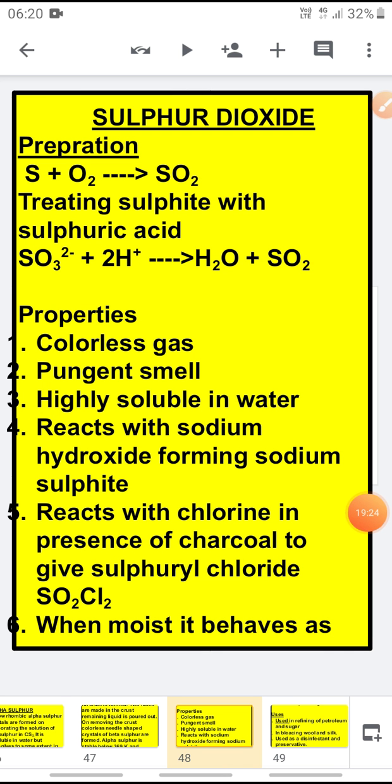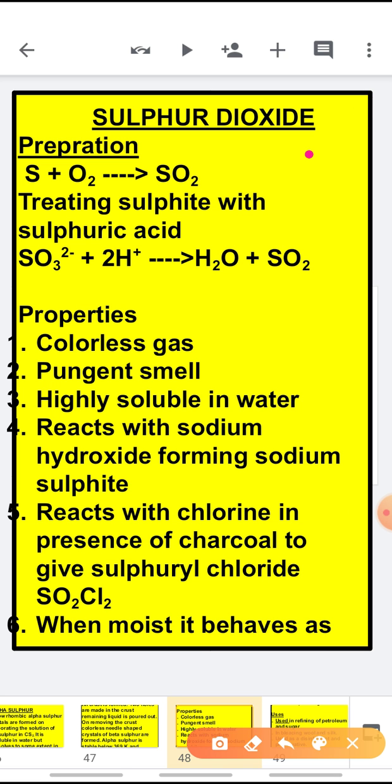Now next, I am starting with the next important compound of group 16, that is sulfur dioxide. Sulfur dioxide chemically is SO2. Now what is SO2? SO2 is an oxide of sulfur. How can it be prepared? It can be prepared from sulfur by treating with oxygen. The reaction for the preparation is S plus O2 gives SO2. It is formed together with a little of sulfur trioxide when sulfur is burnt in air or oxygen.